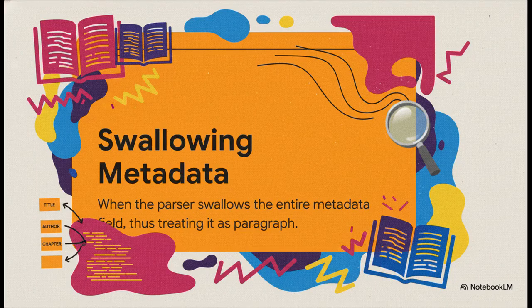The specific technical symptom here goes by a highly descriptive term, swallowing the metadata. In programming, your parser is supposed to go through a document and neatly categorize different pieces of text. But here, the parser completely loses its boundaries. It mistakenly consumes an entire structured metadata field and just treats the whole thing as a basic paragraph. Imagine opening up a brand new digital book, and instead of a nice, clean title page, the very first paragraph of the story is just this massive, messy data dump of the author's name, the date, and some genre tags. It completely breaks the structural integrity of the ebook.